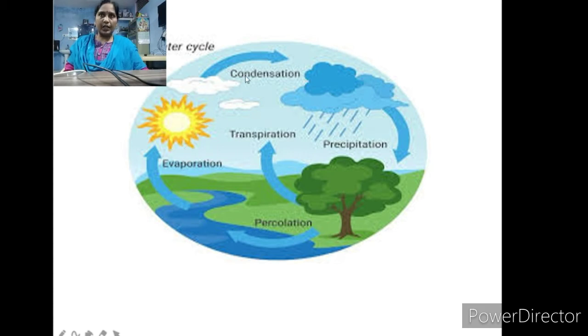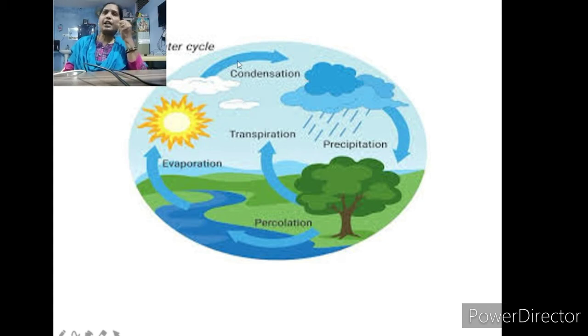So these vapors go up. After going up, these hot vapors will become condensed. You learned that condensation means when the vapors turn back into water. When the gaseous state comes back into water, that's known as condensation.